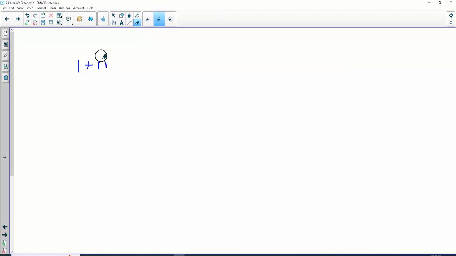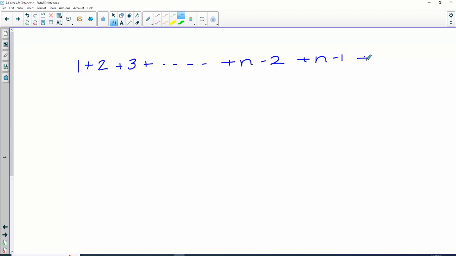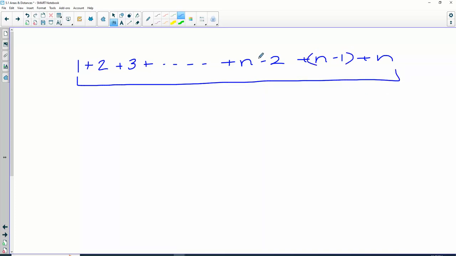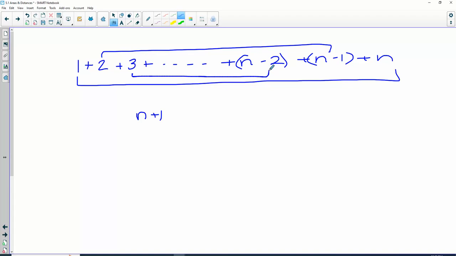So if you think about it, if you're adding up 1 through n, so it's 1 plus 2 plus 3, n minus 2, n minus 1, and n. Would you guys agree that's the first 3 and the last 3 terms? Okay, if you add up the first and the last, what do you get? That's n plus 1. If you add up the second and the second to last, you get n plus 1. If you add up the third and the third from last, you get n plus 1.